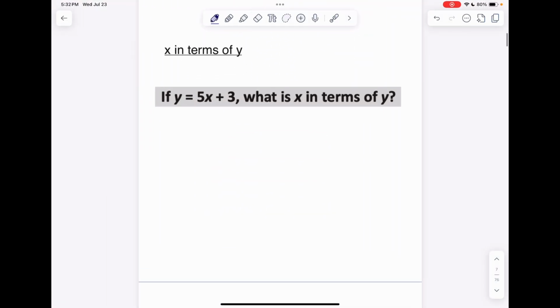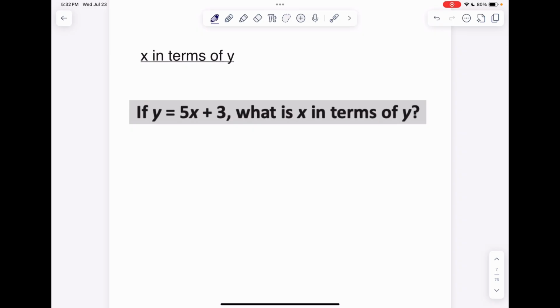Now, sometimes we'll have to solve for x in terms of y. So give a read for this question. It says, if y equals 5x plus 3, what is x in terms of y? Well, what they're asking us to do there is to find x, right? They're asking us, what is x? But they're asking us to find it using the language of y. So how will we do that?